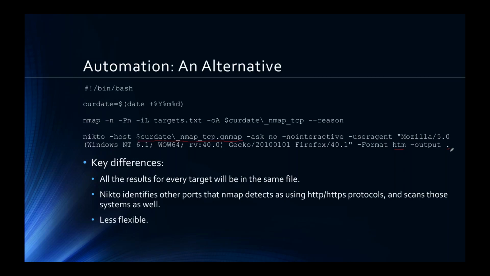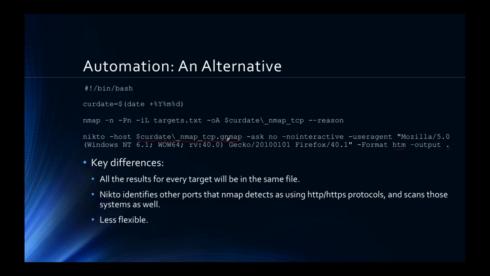And so what will happen in this case is Nikto will create a file based on, as we saw on the previous slides, this name that was specified in the host parameter. And then every system that it scans that it found HTTP and HTTPS on, it'll store all of those results in that single file. So that provides some constraints there.